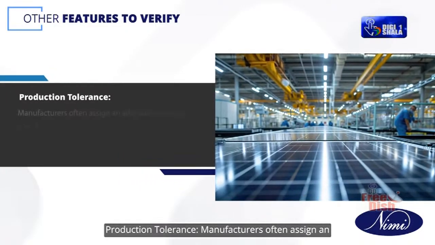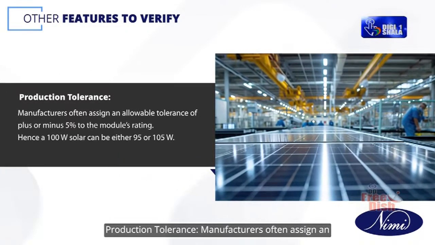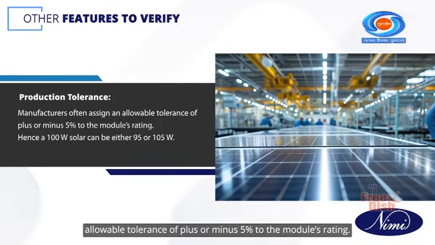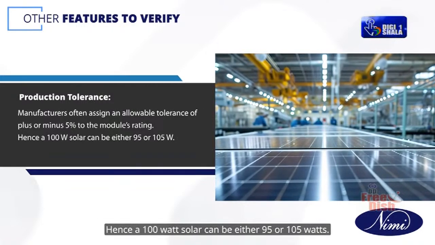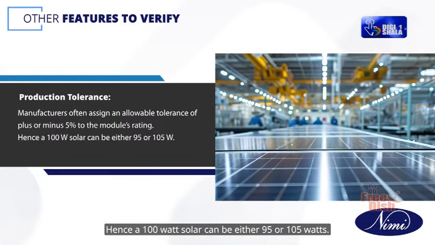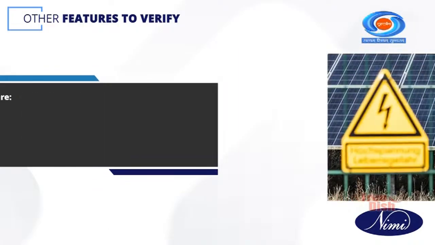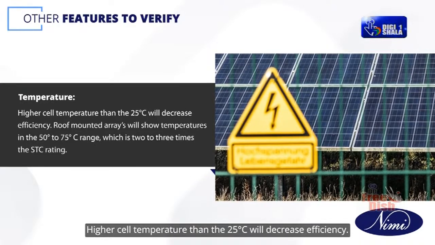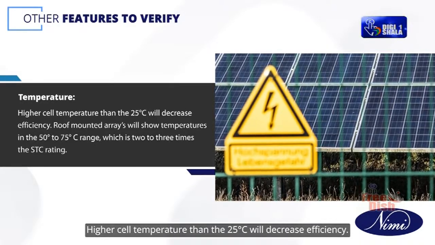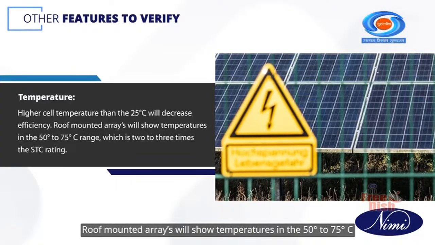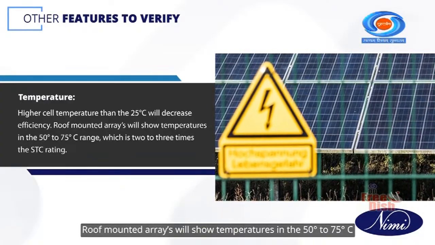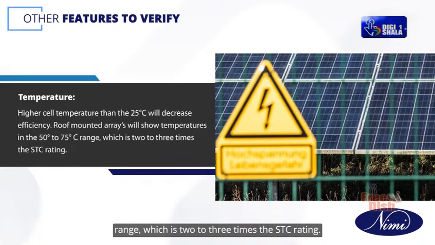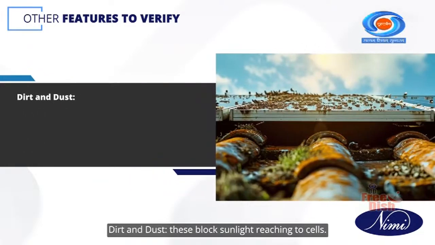Production tolerance. Manufacturers often assign an allowable tolerance of plus or minus 5% to the module's rating. Hence, a 100 watt solar panel can be either 95 or 105 watts. Temperature. Higher cell temperature than the 25 degrees Celsius will decrease efficiency. Roof-mounted arrays will show temperatures in the 50 degrees to 75 degrees Celsius range, which is 2 to 3 times the STC rating.